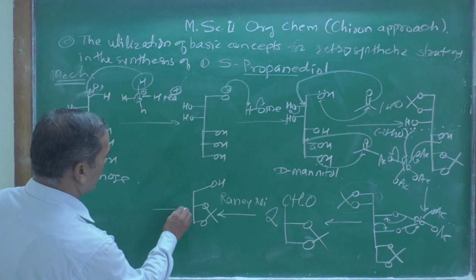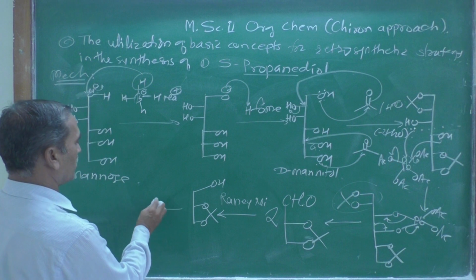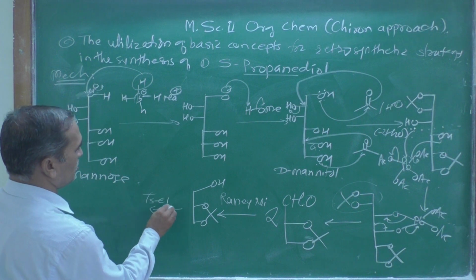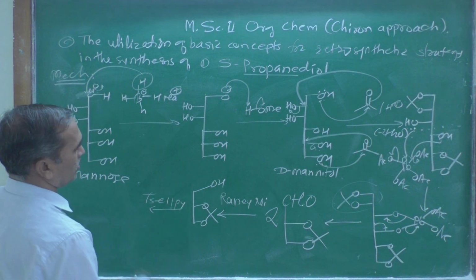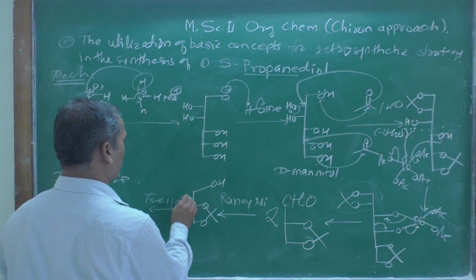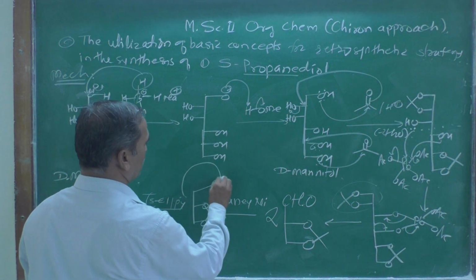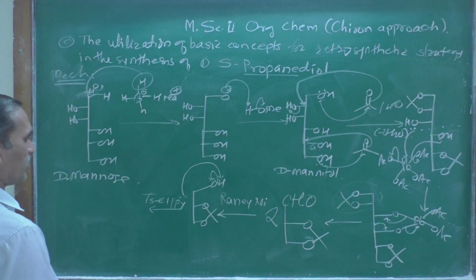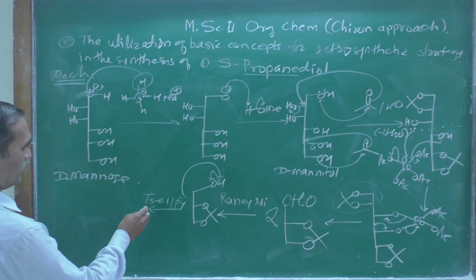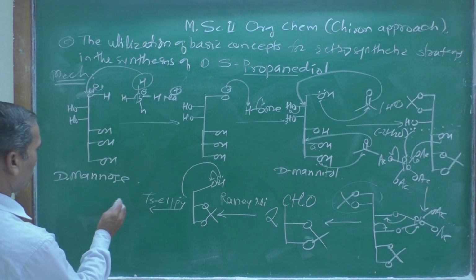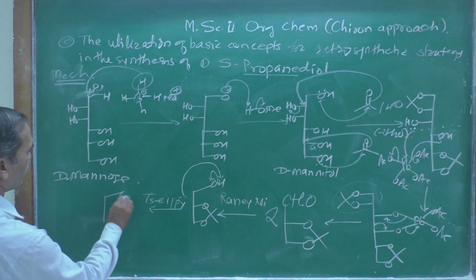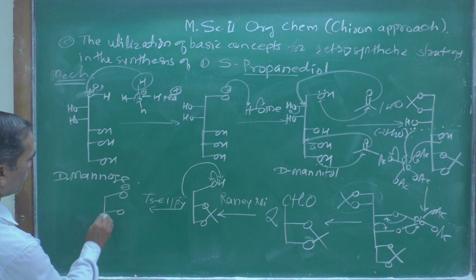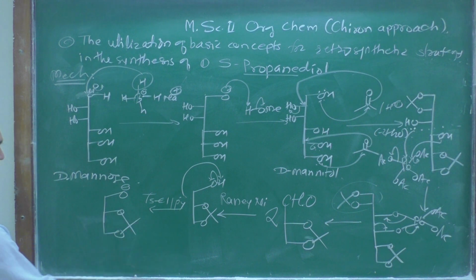And now next one, what is going to happen here? We are using tosyl in presence of pyridine. And now pyridine, what will it do? It will pick up the proton from here, and the oxygen atom gets a negative charge, and now you are going to get here O minus, this O, that type of structure, right?